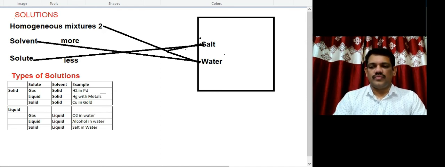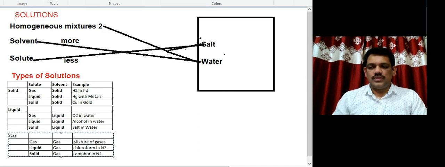Let's see the third type of solutions, gaseous solutions. Here gas acts as the solvent, that means gas has the more quantity, which is why I call it the solvent. The first one is gas in gas, for example a mixture of gases. Then liquid in gas, where the liquid quantity is less and the gas quantity is more, for example chloroform in nitrogen. And next is solid in gas, for example camphor in nitrogen.